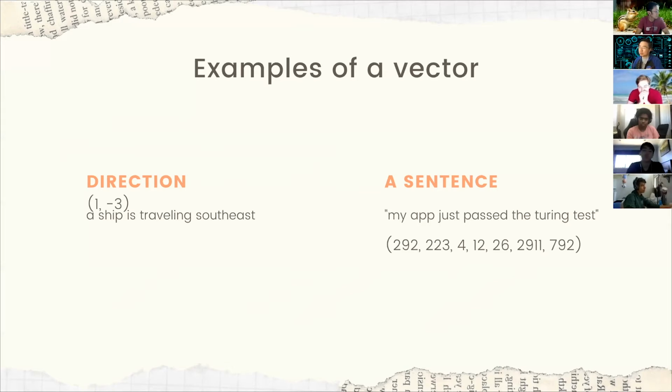Remember, computers don't see words. They don't see pictures either. Pictures are just pixels, right? And when you look at a sentence, like, my app just passed the Turing test. Anyone heard about the Turing test? Do you know what a Turing test is? Yeah, okay, good.